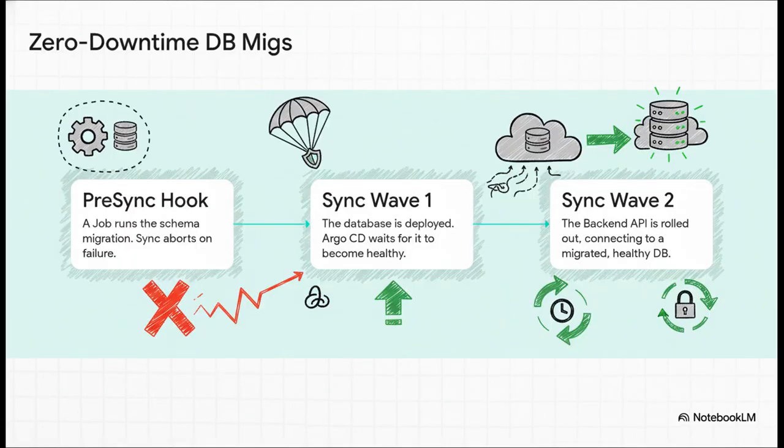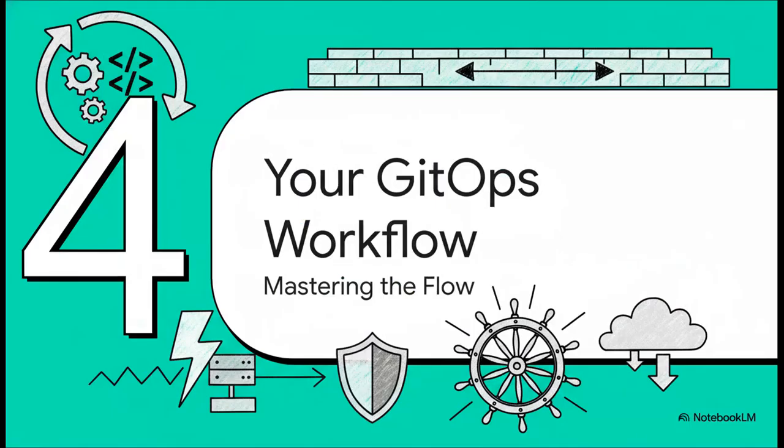So check this out. Here's how you can pull off something super risky, like a database migration, with zero downtime. First, a pre-sync hook runs a Kubernetes job to migrate the database schema. If that job fails, bam, the whole deployment just stops. Nothing bad happens. But if it succeeds, sync wave 1 brings up the database. Argo waits for it to become healthy. And only then, once it knows the database is ready, does sync wave 2 roll out the new API code. That is control.